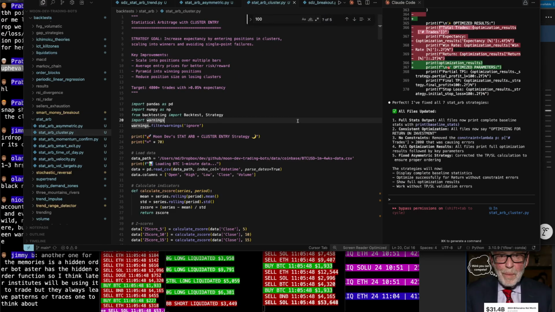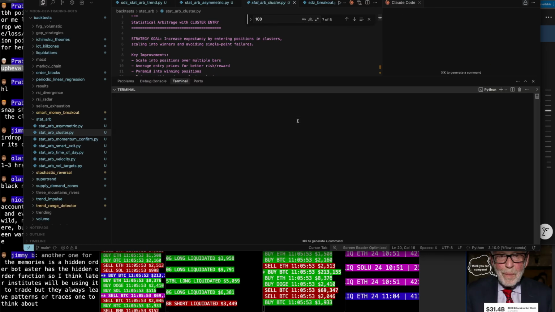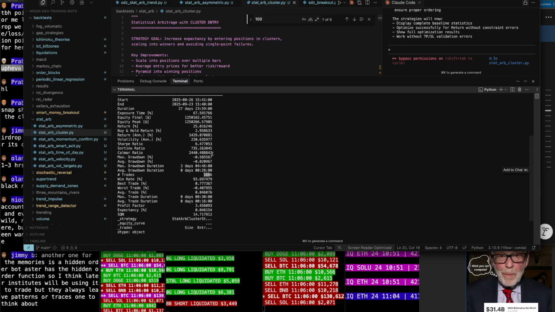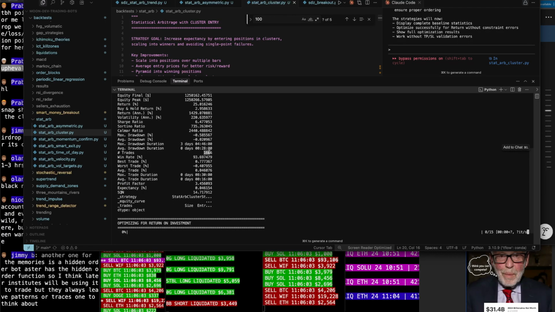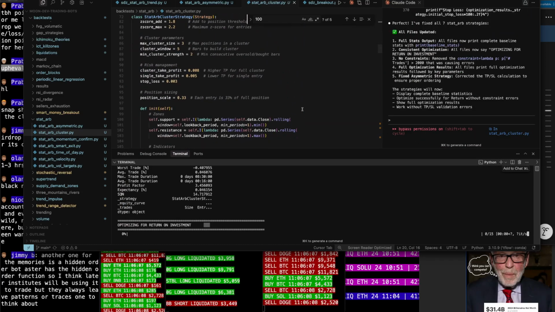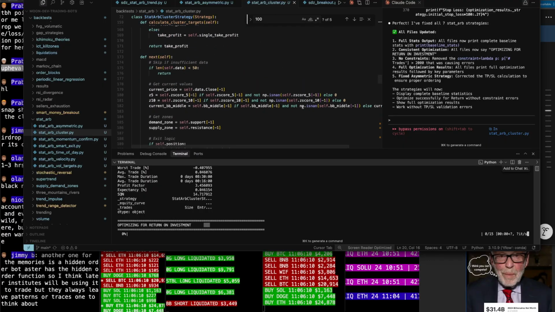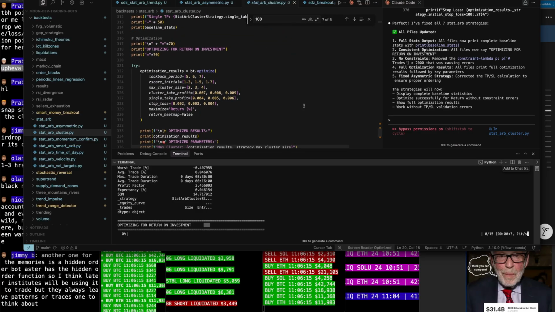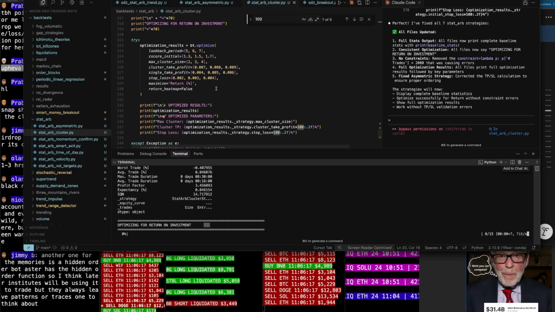Let's go look at cluster first. Okay, 1,666 trades. We've seen this. 67% exposure time. Let's see what it's optimizing for. Maybe I don't need to optimize for all that. Stop loss, 0.2%, 0.3% down. See why it's trading so often.